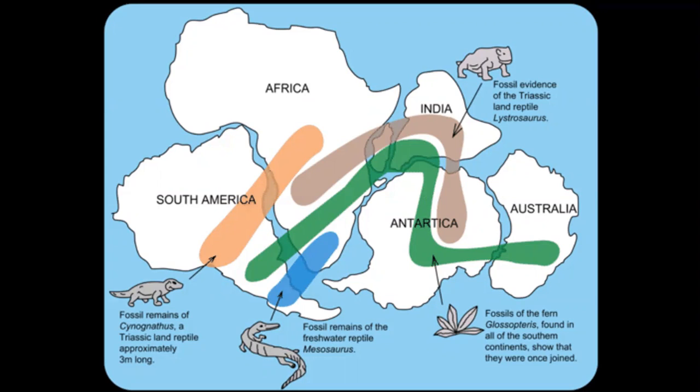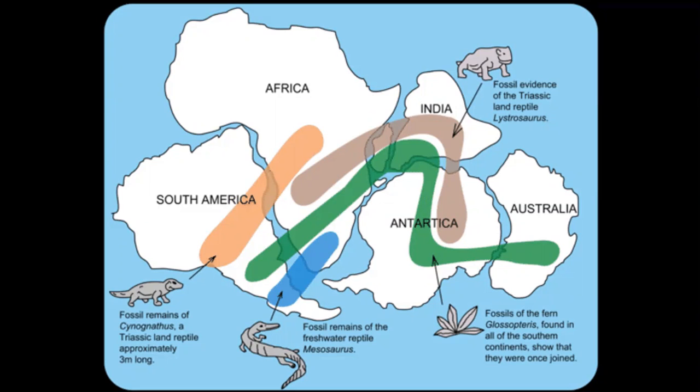Some of these fossils were of animals that were land-living animals, therefore did not swim. Some of these fossils were of animals that were freshwater animals, therefore would not survive the saltwater conditions. Some of these fossils were fossils of plants, which don't uproot themselves and travel to other continents. And all of these fossils were found in similar areas if you were to put the individual continents together.